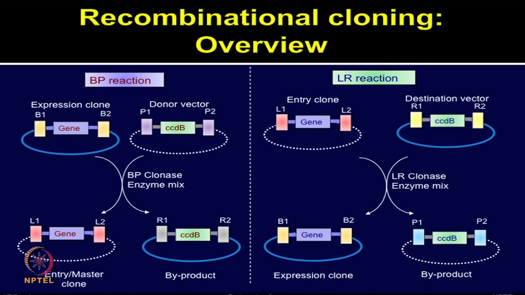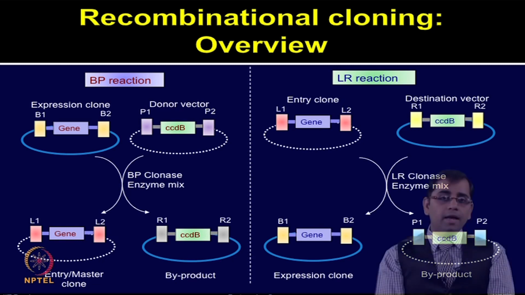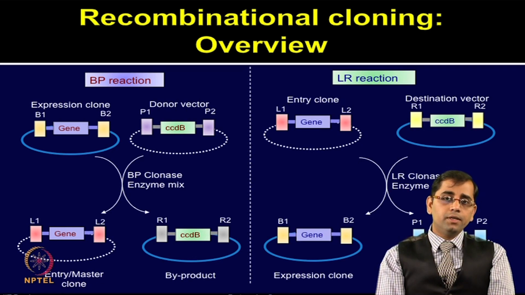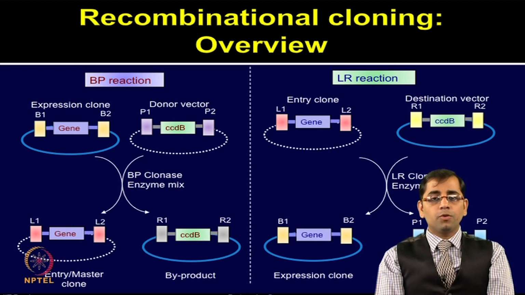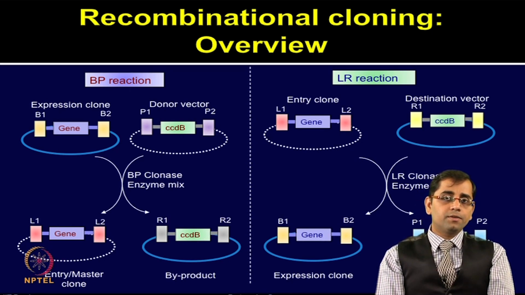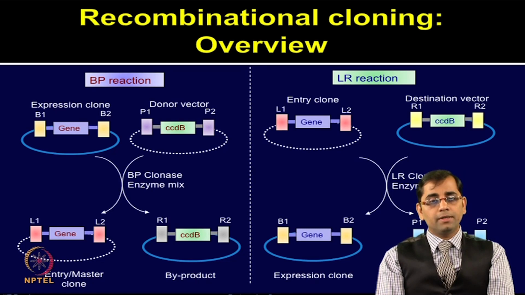The recombinational cloning makes use of a master clone, as you can see in this slide, having a particular gene that is rapidly transferred to the desired destination vectors, and thereby it can provide significant benefit over the conventional cloning methods. In BP reaction, which is catalyzed by BP clonase enzyme, facilitates recombination of ATB site and ATB substrate.